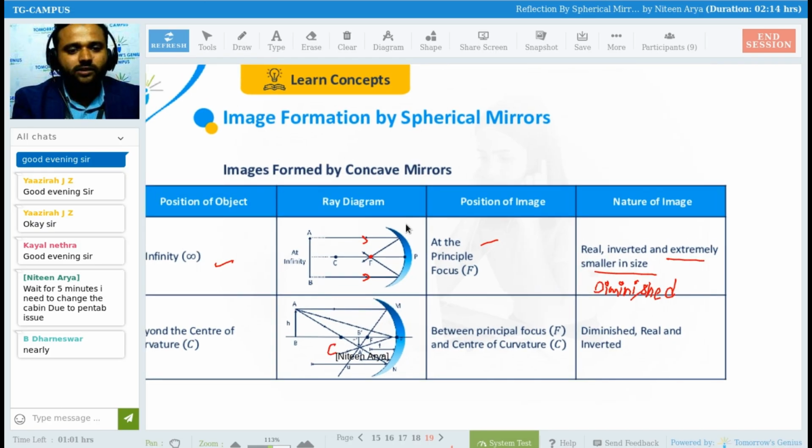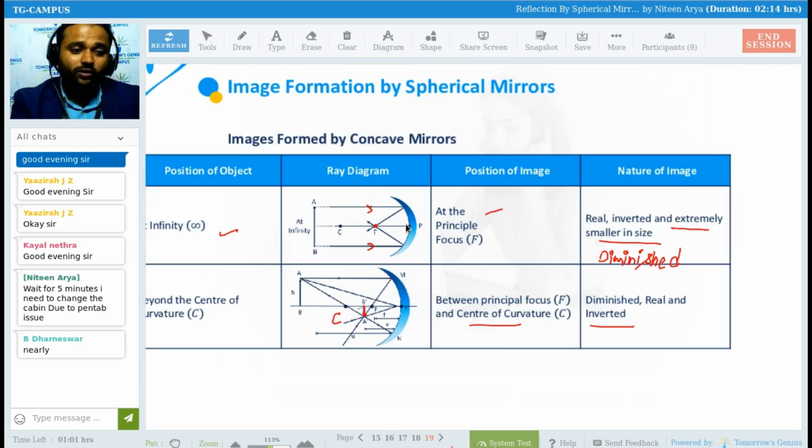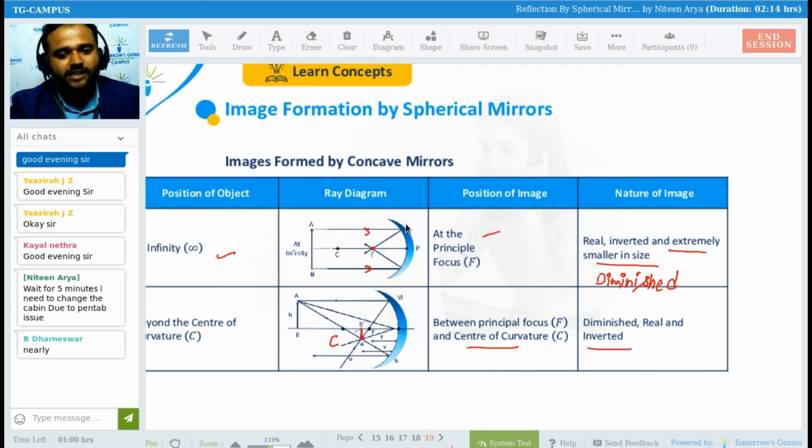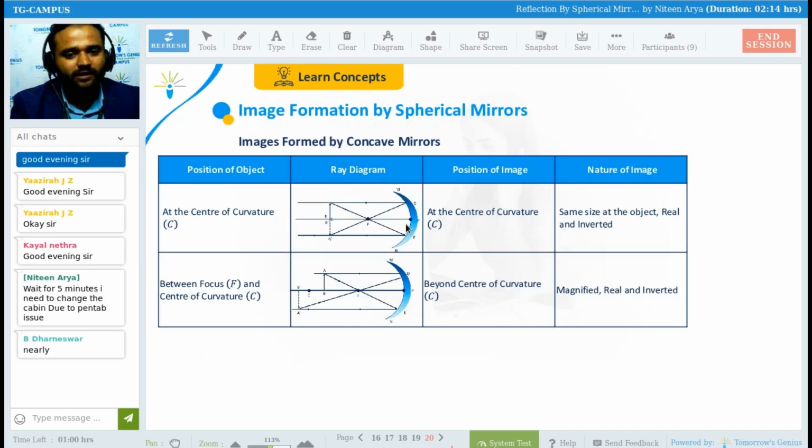Now, if we move our object towards the mirror, as I can put it, beyond the center of curvature a little bit. So in between center of curvature and focus, I get my image. Between principal focus and center of curvature, diminished, real and inverted. These all cases are already done in class 10. So I can skip a little bit early.